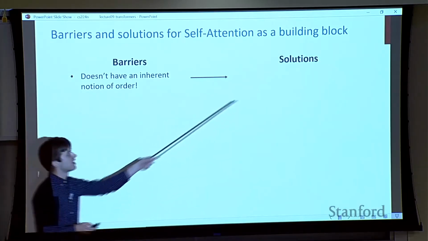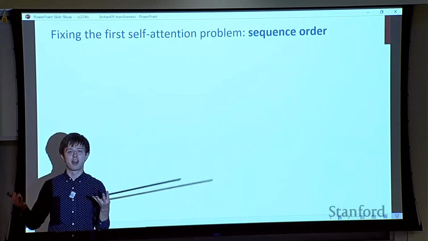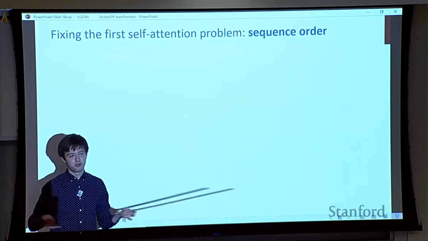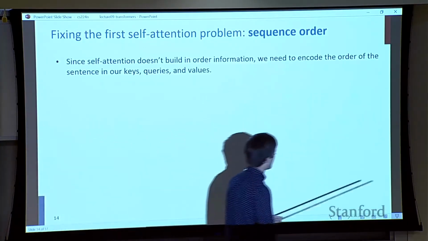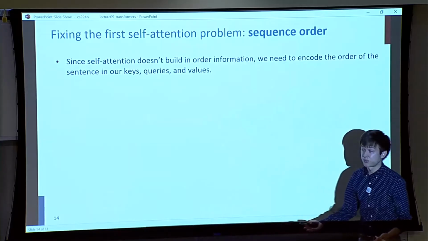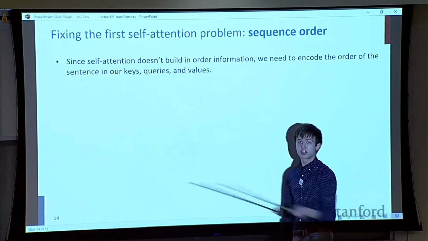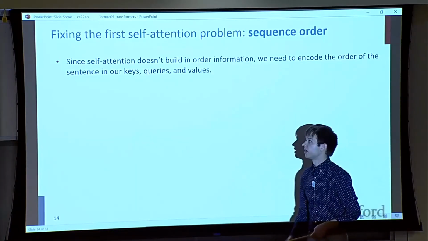Got a whole journey ahead of us. And then we're going to have a list of solutions. So we need to represent the sequence order somehow. We can't just lose that information entirely because we wouldn't know what order the words showed up in. So somehow, if we're not going to change the self-attention equations themselves, we need to encode the order in the keys, queries, and values and let the network sort of figure it out on its own.